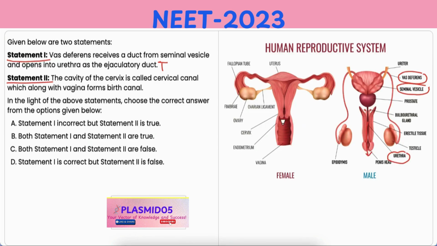Statement 2. The cavity of the cervix is called cervical canal, which along with vagina forms birth canal. Now statement 2 is also true. The cervical canal is the cavity of the cervix and it along with the vagina forms the birth canal, and this structure plays a critical role during childbirth by allowing the passage of the fetus. Thus, the correct answer is option B. Options A, C, and D are incorrect as these include incorrect combinations.